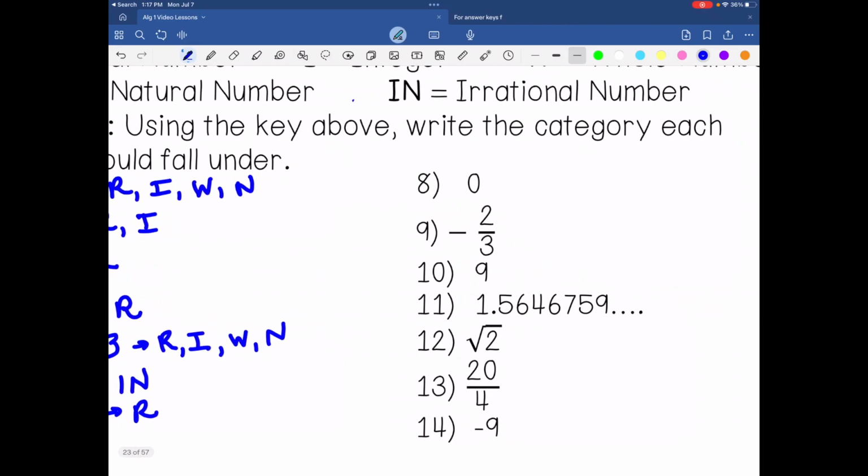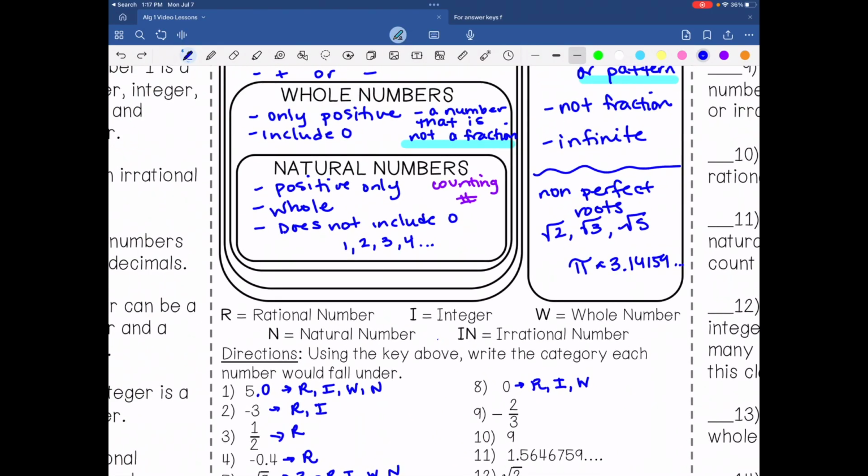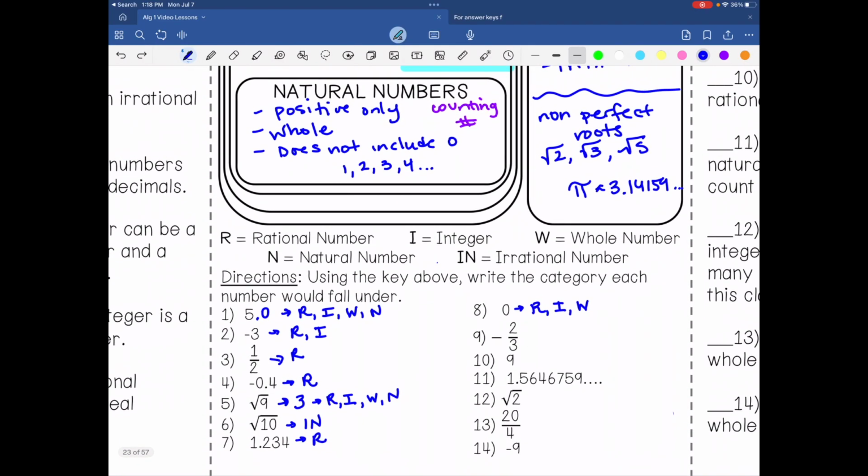What about the number 0? So 0 is definitely rational. It's definitely an integer. It is a whole number, but let's go back to our definition between whole and natural number, because whole numbers and natural numbers are exactly the same, except for the number 0. Whole numbers include 0. Natural numbers do not. So 0 is rational, integer, whole, not natural. What about -2/3? -2/3 is rational.